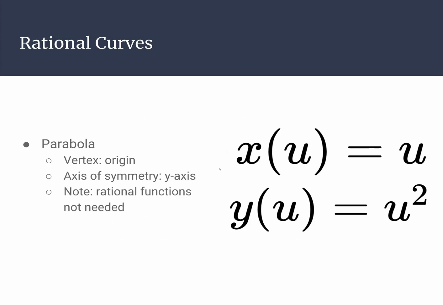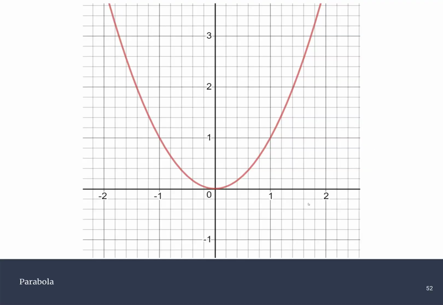Lastly, we have the parabola. The vertex is at the origin, and the axis of symmetry is the y-axis, as with most parabolas we have seen before. In this case, we can see that the rational functions are not needed. There is a division of 1 that is shared between these two polynomials, and there is no need to have this x of u equals u. Here we can see the example parabola.